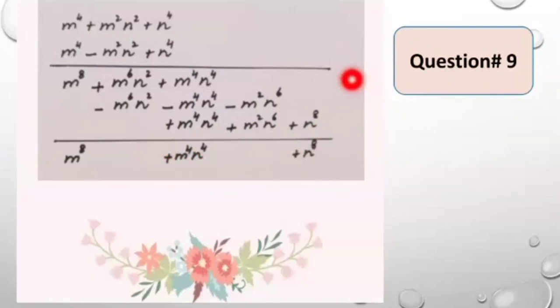Now add these three expressions. N raised to power 8. These are the same terms with opposite sign. These will be cancelled. Now positive m raised to power 4 n raised to power 4 and minus m raised to power 4 n raised to power 4 will be cancelled. So the answer will be m raised to power 4 n raised to power 4. These terms will also be cancelled. So remaining answer will be 0 and m raised to power 8. This is the answer of question number 9.